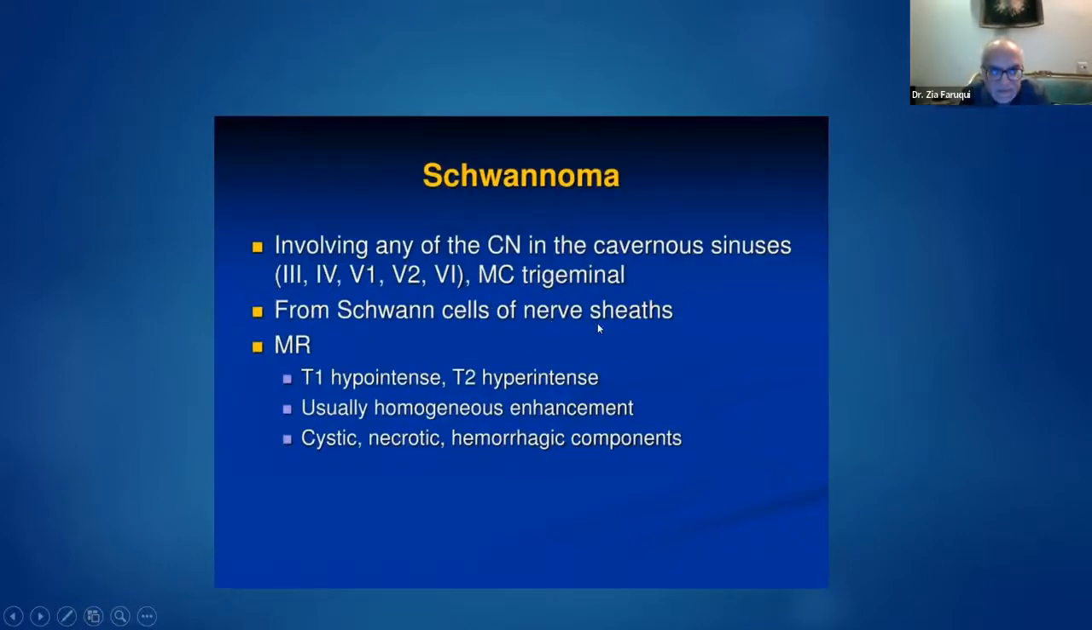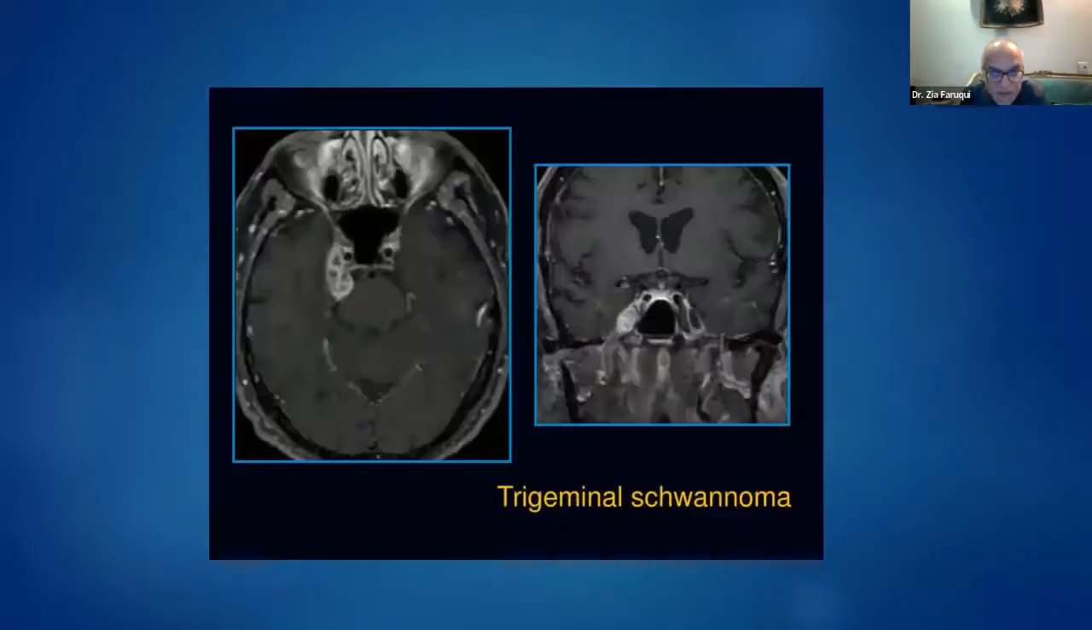Third, fourth, fifth, and the trigeminal or the sixth. On MR, again, hyperintensity, like most things. And again, like meningiomas, they will show smooth homogeneous enhancement. But unlike meningiomas, they may frequently have either cystic or necrotic or hemorrhagic components. So that may be a differential point.